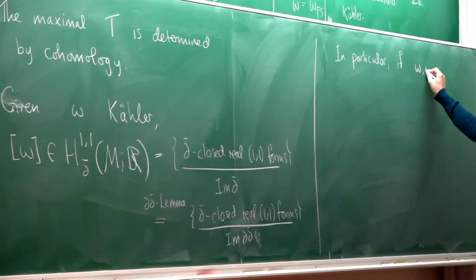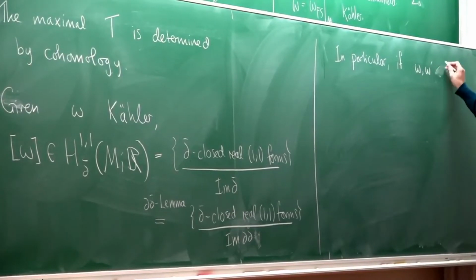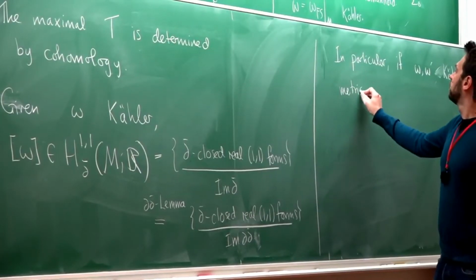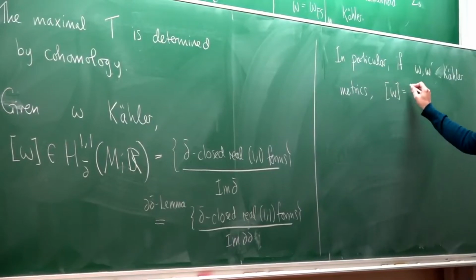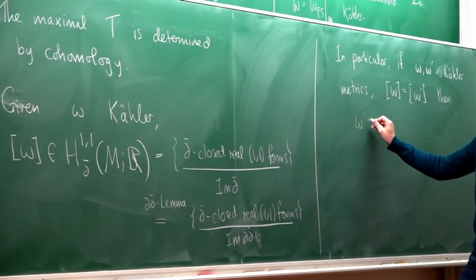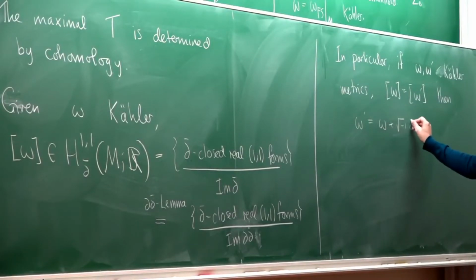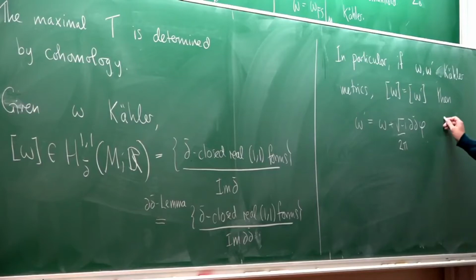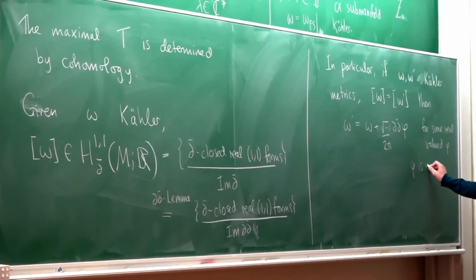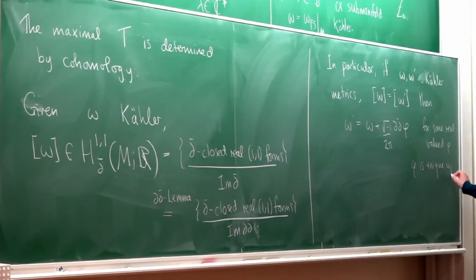If omega and omega prime are both Kähler metrics in the same cohomology class, then omega prime I can write as omega plus dd bar of a function phi, and let me divide by 2 pi just for convenience, for some real valued function phi, and moreover phi is unique up to the addition of a constant.